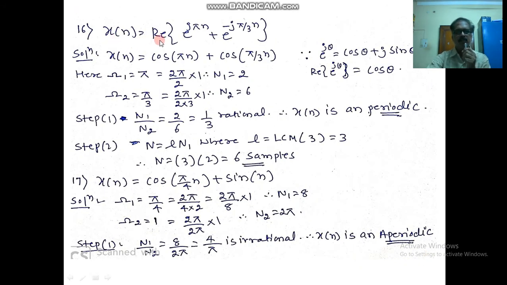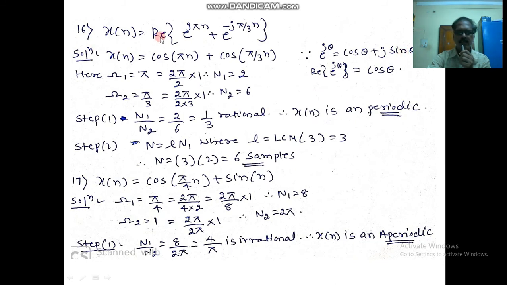x of n equals real part of e to the power of j pi n plus e to the power of minus j pi by 3 into n. Before calculating, I will explain the formula. e to the power of j theta equals cos theta plus j sin theta. Cos theta is called the real part, sin theta is called the imaginary part. So the real part of e to the power of j theta is cos theta, and the imaginary part is sin theta.